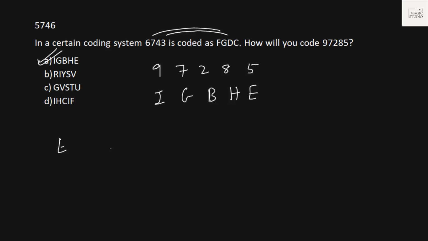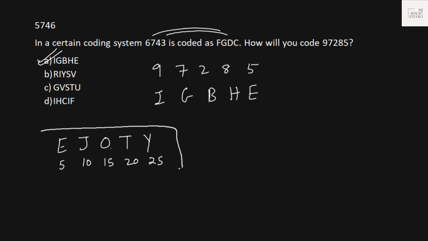If you can't remember, just try to follow this simple drill of remembering numbers. That is E, J, O, T, Y. We call it Electronic Jyoti. This is 5, this is 10th, this is 15th, 20th, and 25th. An easy way to remember these positions, and then we can go from left to right and try to recollect these positions. So here the answer is option A.